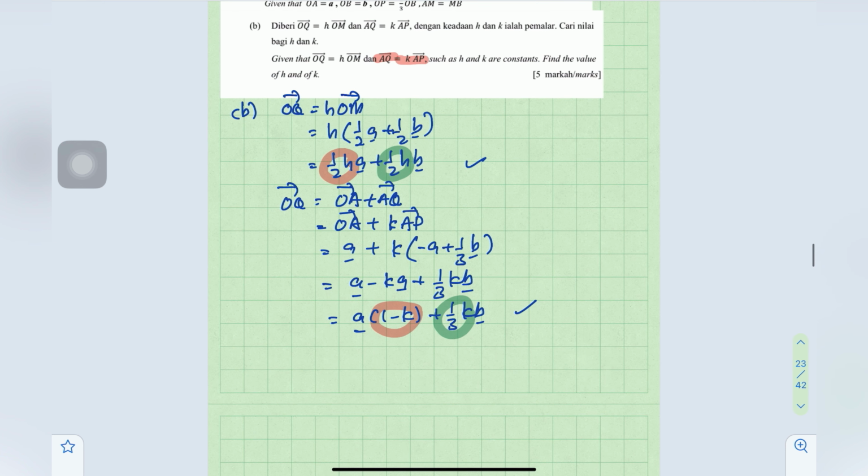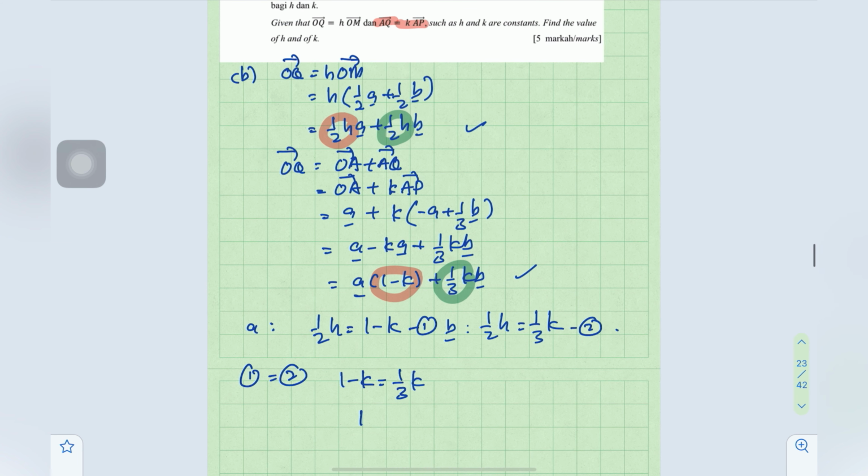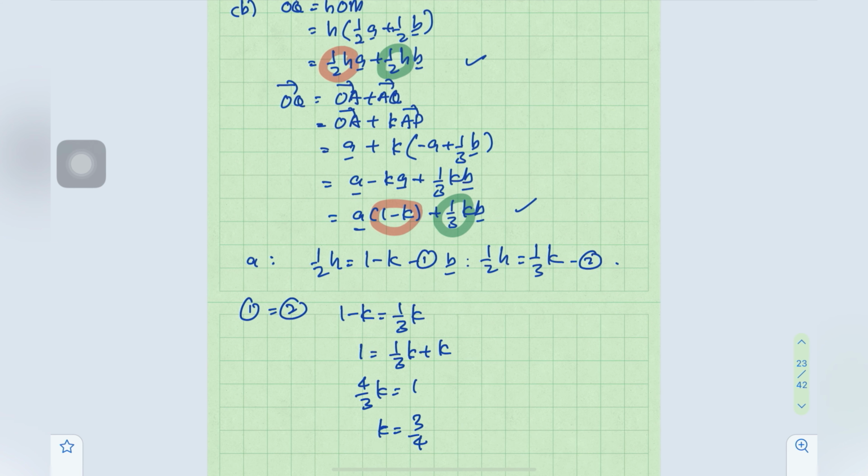Okay, so then compare vector A. This one 1 over 2H equals to 1 minus K. For B we have 1 over 2H equals to 1 over 3K. This is equation 1, this is equation 2. Same 1/2H for both, so 1 equals to 2, we get 1 minus K equals to 1 over 3K. So here we get 1 equals to 1 over 3K plus K. So we get 4 over 3K equals to 1, then K equals to 3 over 4.